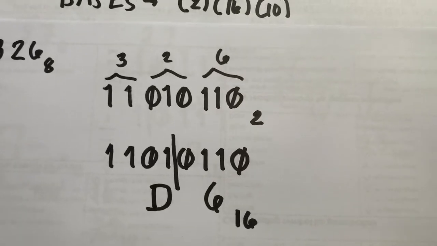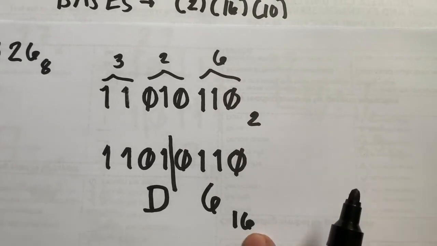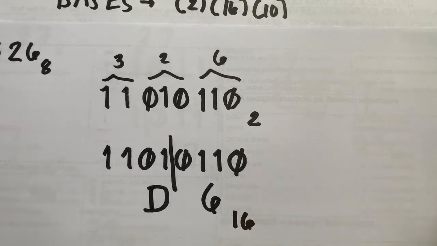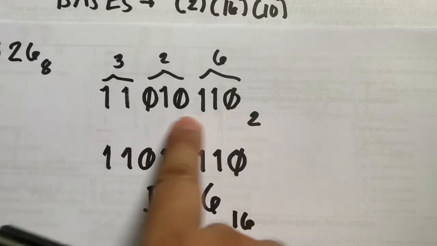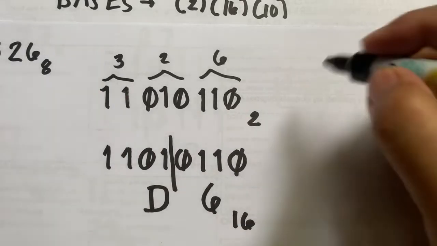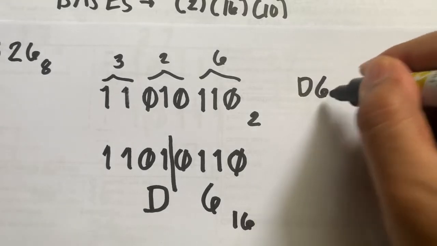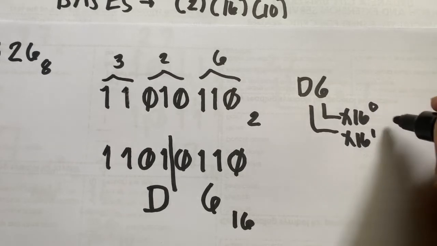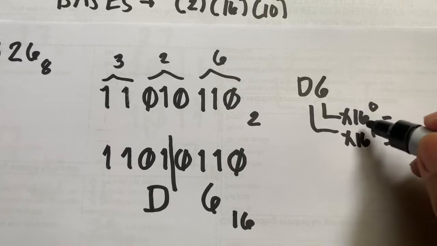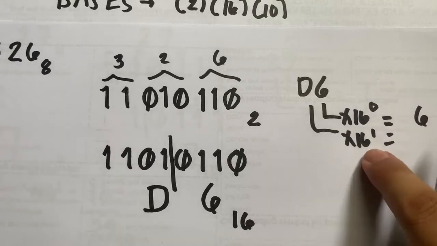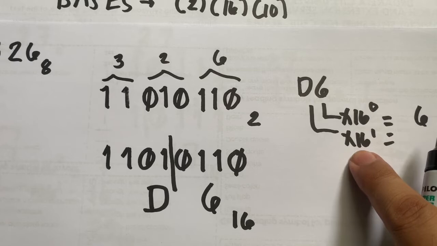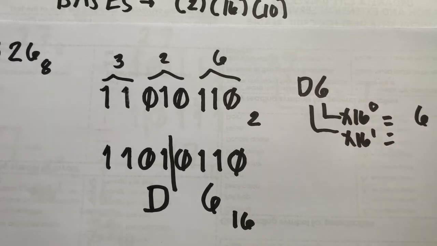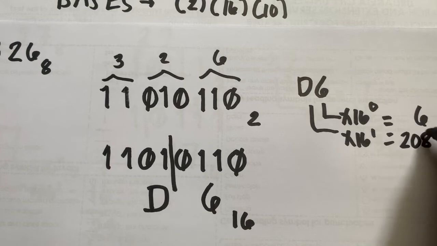To convert it to decimal, we can use the hexadecimal, the given octal, or the binary equivalent. Let's use the hexadecimal. So D6: times 16 raised to 0, times 16 raised to 1. We have 1 times 6, that is 6. 16 times 13 is 208. So the decimal equivalent is 214.